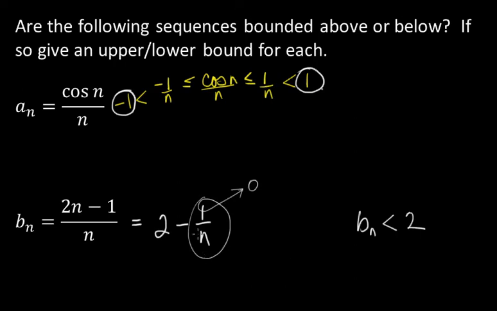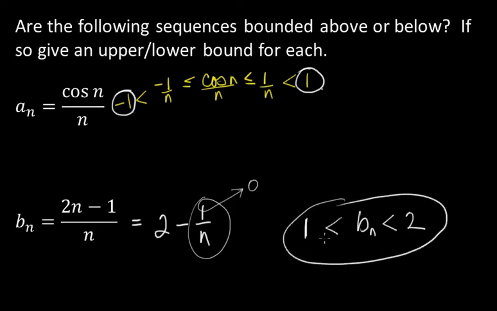And also 1 over n being less than 1 will always make b sub n greater than 2 minus 1, which is 1. So again, we have a bounded sequence, bounded below, bounded above.